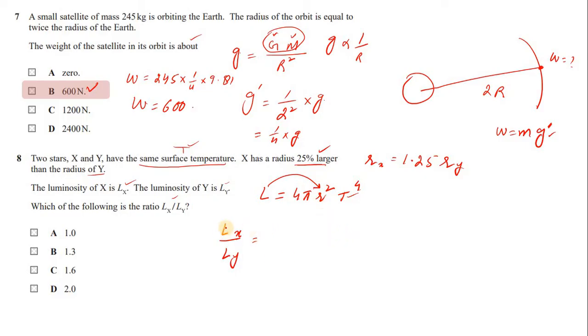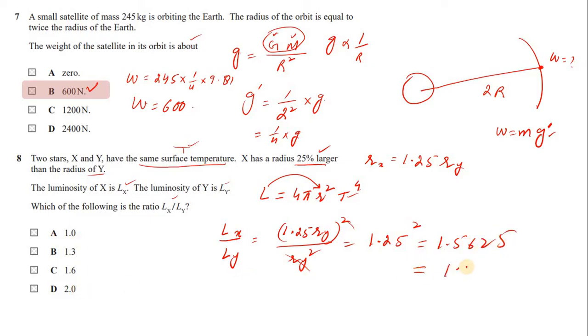So you can say that the luminosity of X is 1.25 of Ry square, divided by Ry square. So 1.25, and Ry square gets cancelled, and you square 1.25, so the answer will be 1.5625, so 1.6. Option is C.